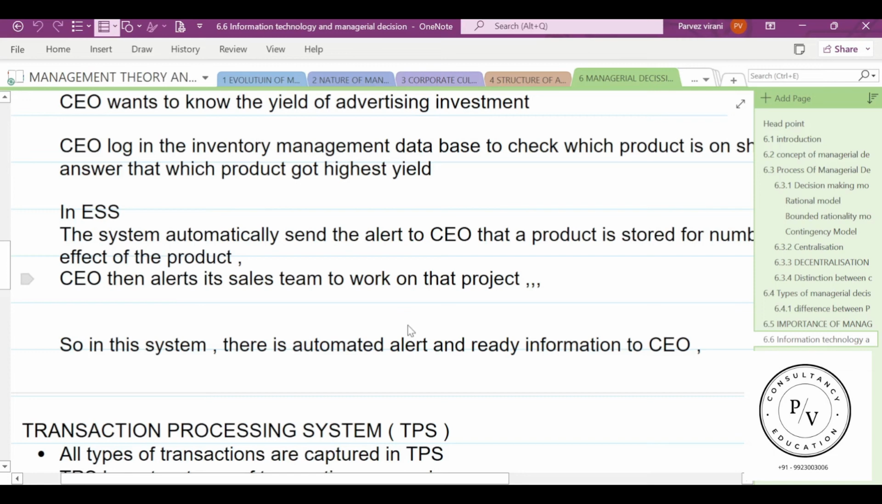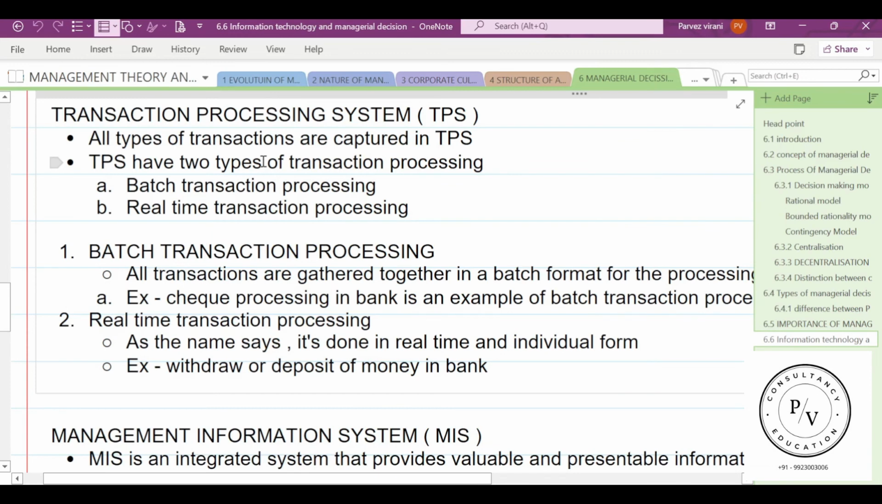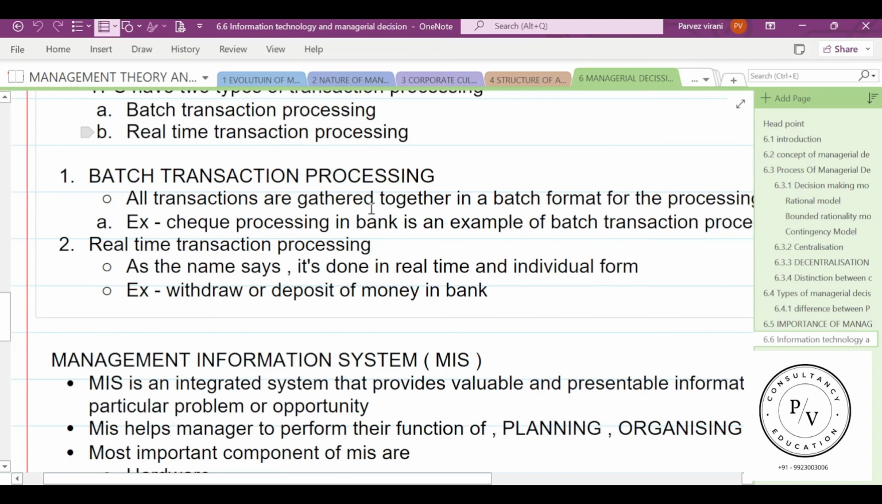Transaction processing system, TPS. All types of transactions are captured in TPS. TPS has two types of transaction processing: batch transaction processing and real-time transaction processing. In batch transaction processing, all transactions are gathered together in a batch and then the processing is done. For example, check processing in a bank is batch transaction processing. Real-time processing, as the name says, is done in real time and individually. For example, withdrawal and deposit of money.